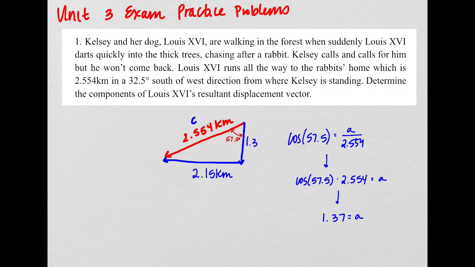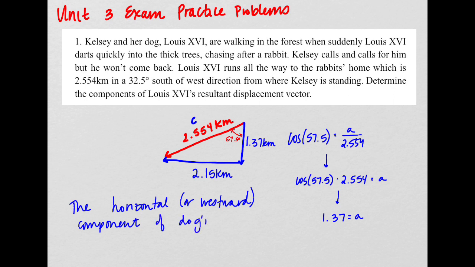So we have 1.37 kilometers here. The way that I would report this answer is I would say that the horizontal or westward component of the dog's resultant vector, RV, I'm just going to abbreviate so I can get through this, is 2.15 kilometers, and then you would say the southern component, or the vertical component of the dog's resultant vector, is 1.37. So that's how you would report that entire answer.